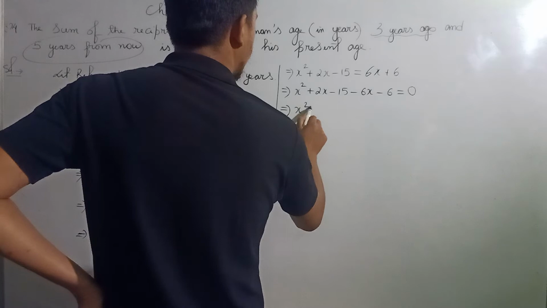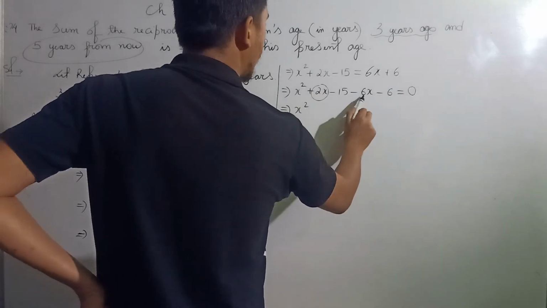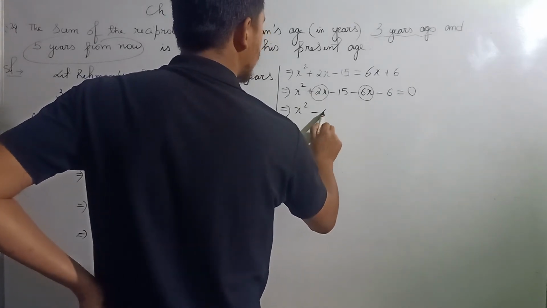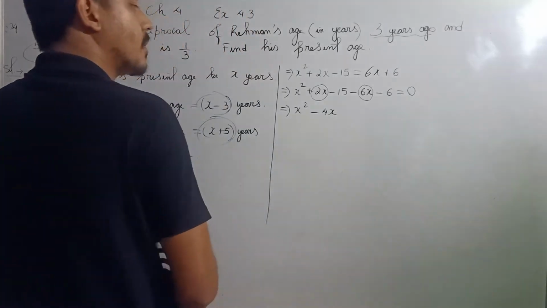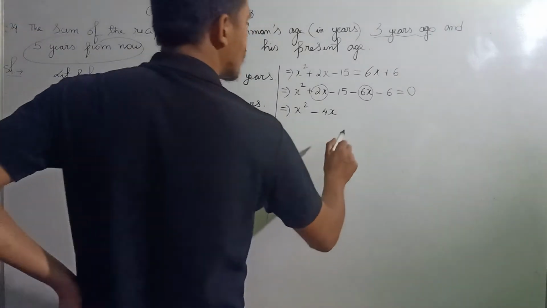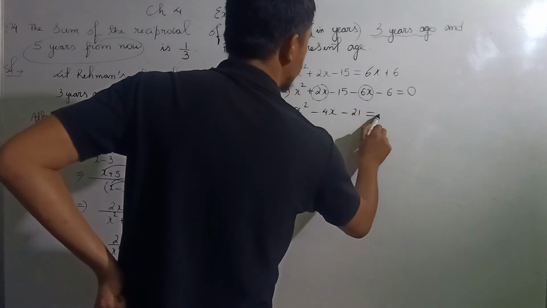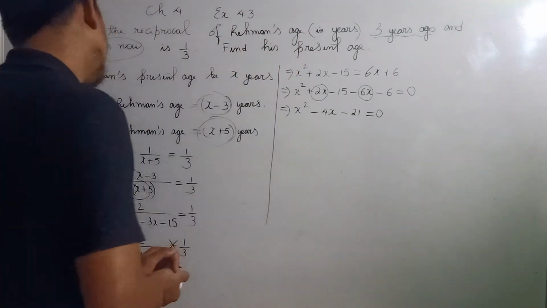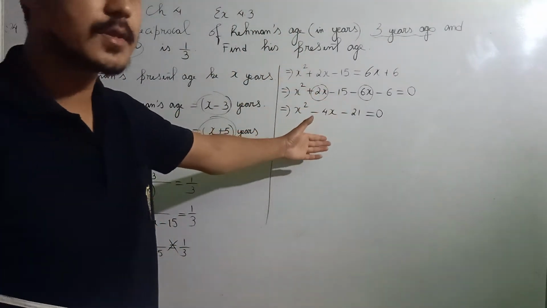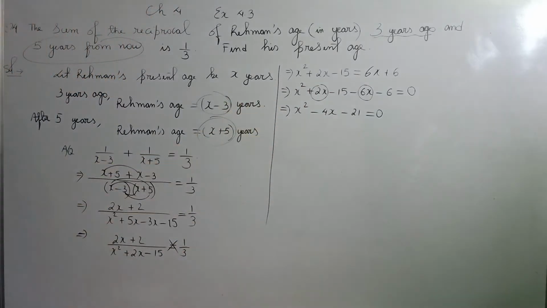Now x square, 2x minus 6x, we have minus 4x. Minus 15 minus 6, minus 21, is equal to 0. Now this equation has been reduced to a quadratic, so I'm going to simplify this using the quadratic formula.